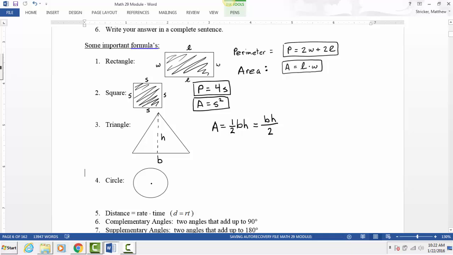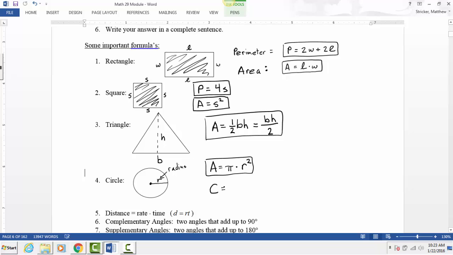Okay, we can also talk about the area of a circle, which uses the distance from the center of the circle out to the side. You remember what that's called? That's called the radius, R. The area of a circle can be found by taking a number, pi, times the radius squared. Also with a circle, we can talk about the circumference. We'll use capital C, and that is 2 times pi times the radius r. The circumference is the distance around a circle, around the outside.